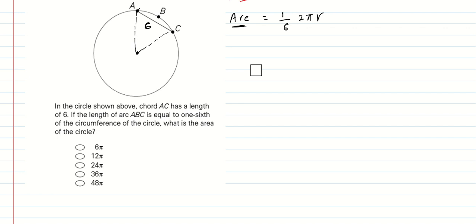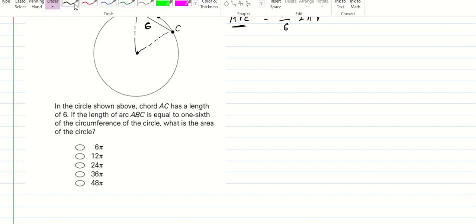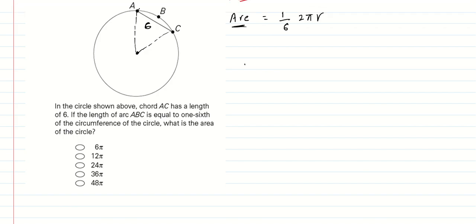The chord, how much given? AC, how much given? The length of the ABC is equal to the arc length is given. If I have to solve it as a beginner, let's say ABC, the arc length is given. Correct, correct. 1 by 6, 2 pi r is given.